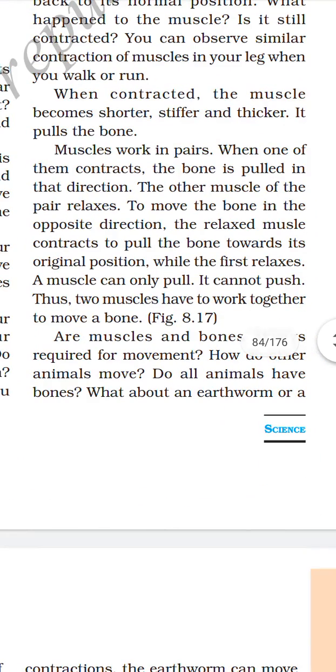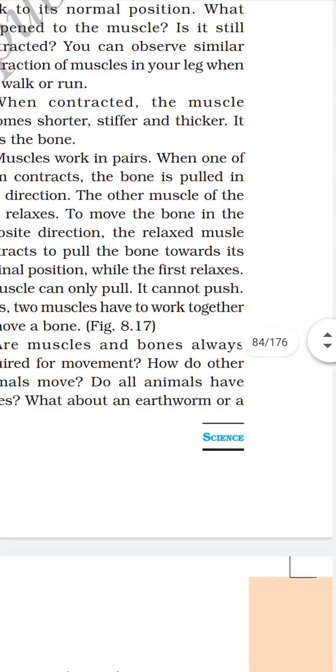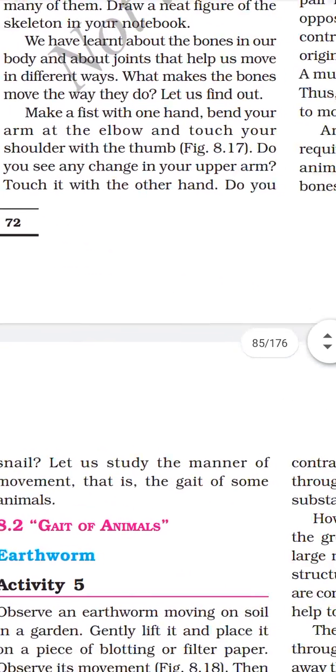Our muscles and bones are always required for movement. How do other animals move? Do all animals have bones? What about an earthworm or a snail?